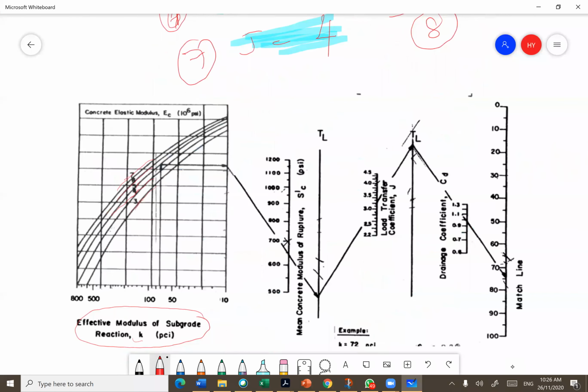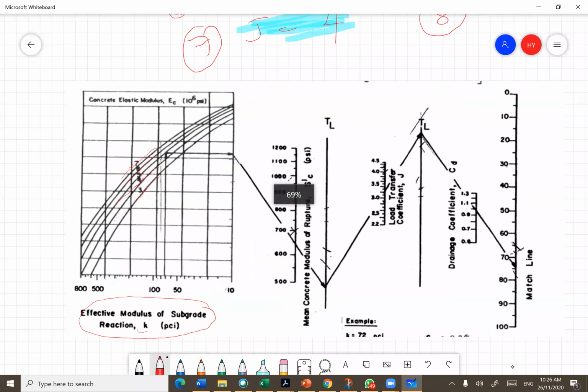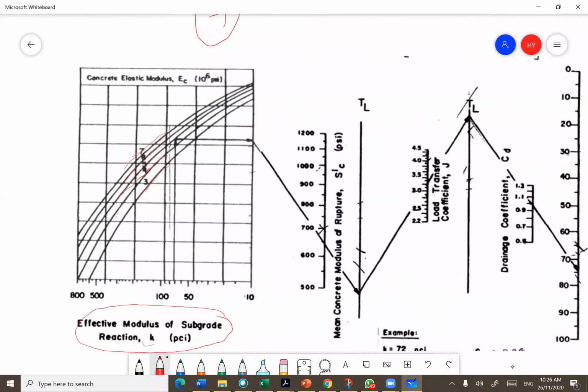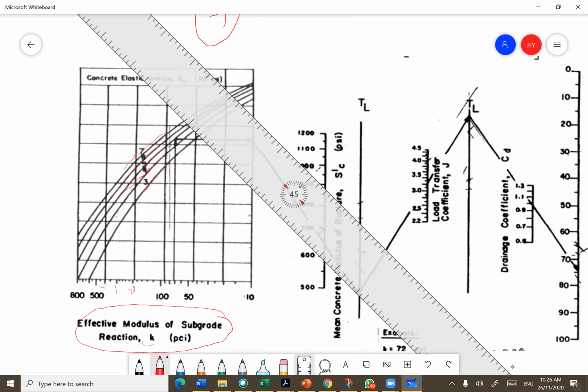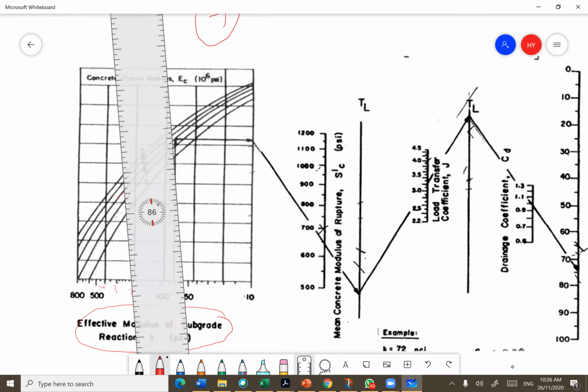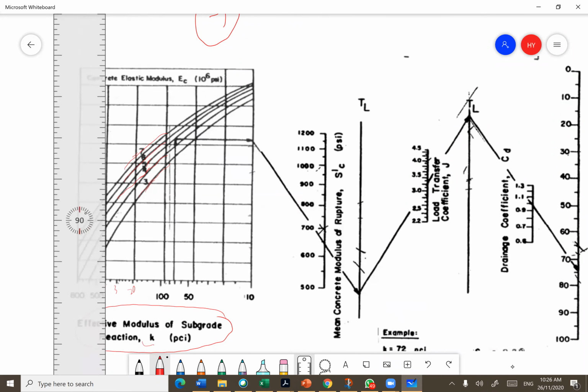Okay, so 128. So where's 128? This is 100, this is 200, this is 300, 400, 500. So 128 is somewhere in the middle here. Right? So please do it on your paper, don't just look on my slide. I want you to have some sort of hands-on.